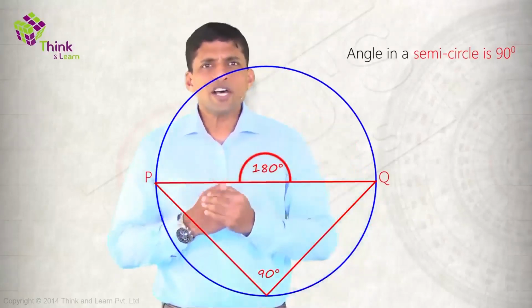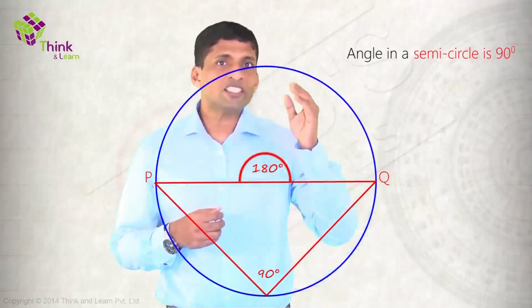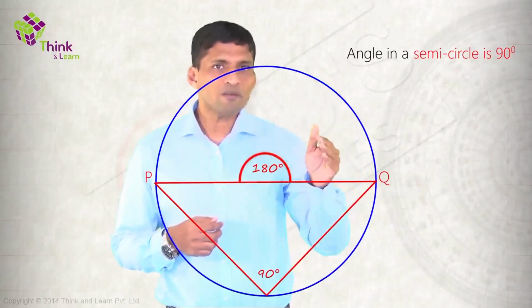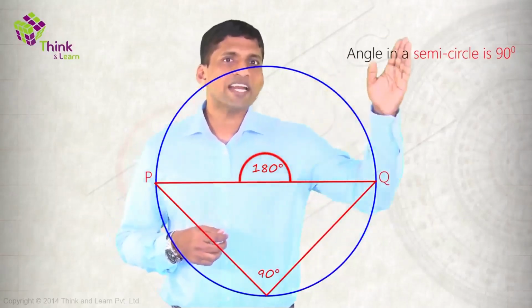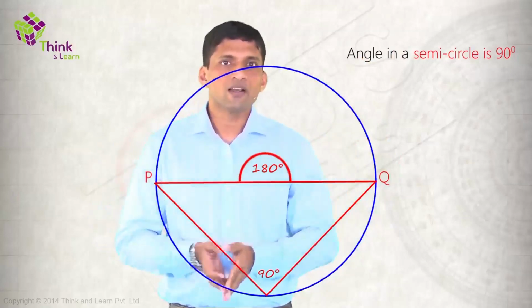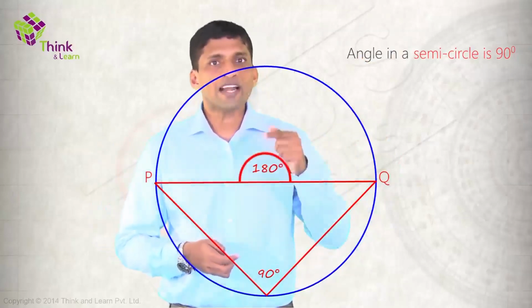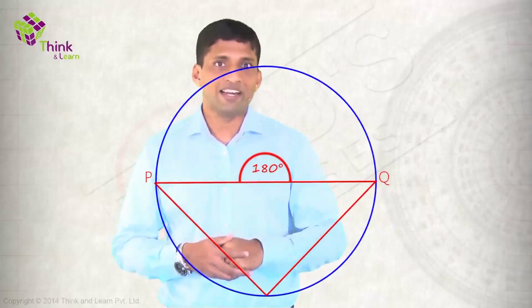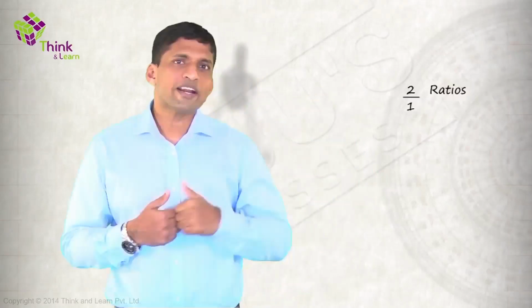So what we did now is show you a special case of 2 by 1, by taking a straight angle to a right angle, because this was a straight angle and this is a right angle. That's how we proved that angle in a semicircle is 90 degrees. Now, if we stretch our imagination a little further, let's try looking at some more 2 by 1 ratios.